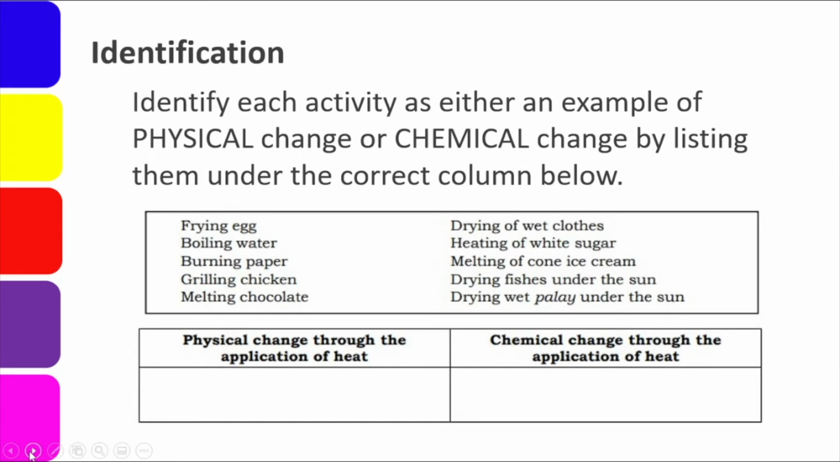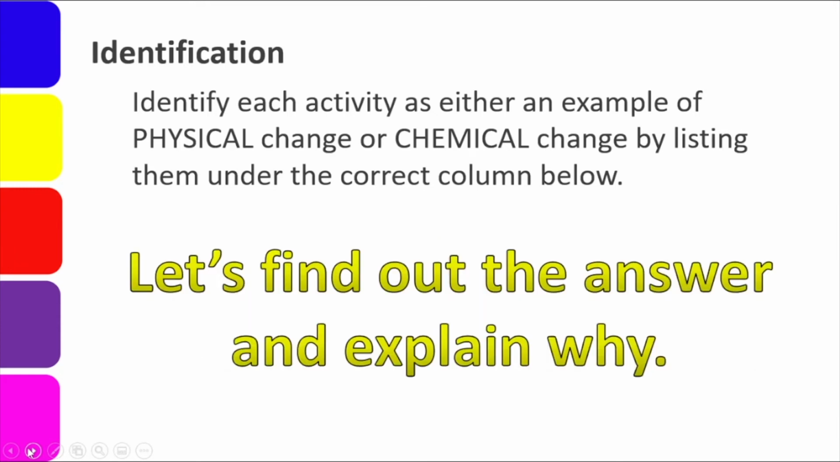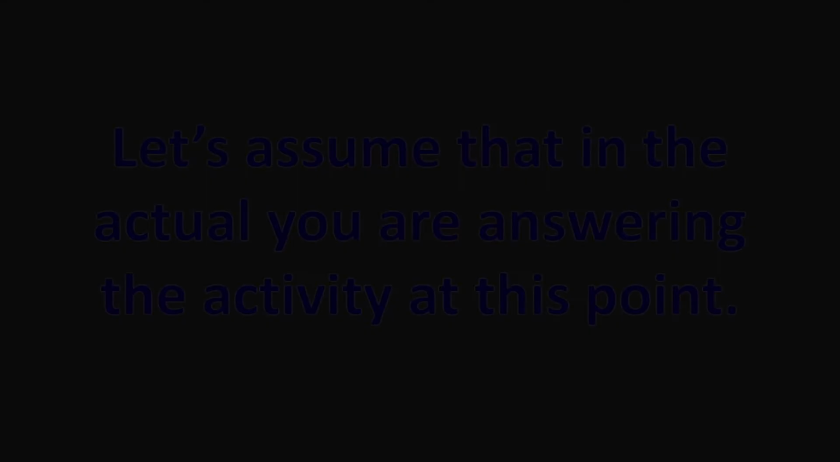It says here, identify each activity as either an example of physical change or a chemical change by listing them under the correct column below. Inside the box, class, are the situations or examples that you will look at. Find which ones are physical change and write them under the column physical change through the application of heat. And which of them are chemical change, under the column chemical change through the application of heat. So, pause the video to give you enough time to read and understand the options and then write them down according to their classification.